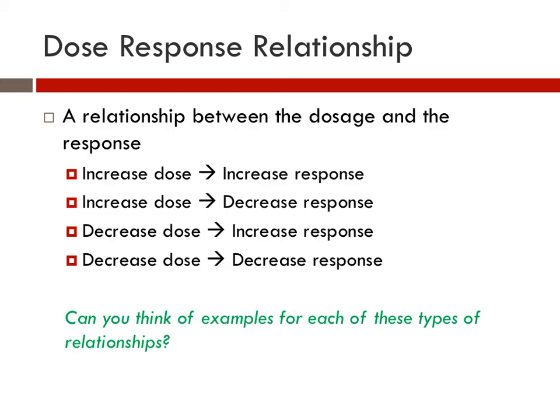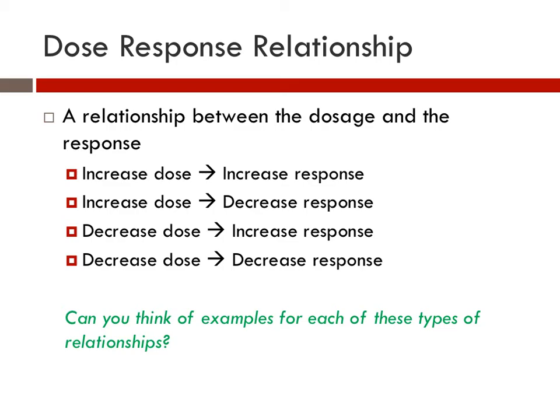Another term is dose-response relationship. Obviously, this is the relationship between the dosage and the response. And you can do it four different ways. If you increase the dose, you'll increase the response. If you increase the dose, you will decrease the response. If you decrease the dose, you might increase the response. And if you decrease the dose, you might decrease the response. Right? So four different combinations of dose-response relationships.